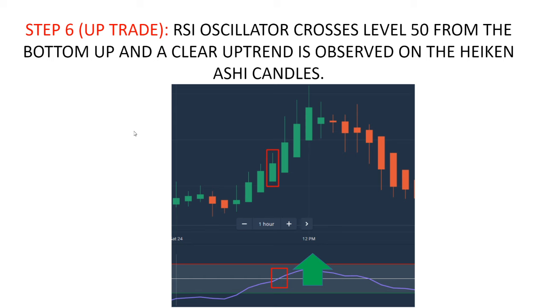So step 6, and we were already looking at an example. We can see that the RSI oscillator is crossing the level 50 from the bottom up. And we have a clear uptrend observed on the Heikin Ashi candles. And remember I mentioned that whenever we have a clear uptrend on the Heikin Ashi candles, we have big long-bodied green candles with the wicks only on the top. And when we see a small green body candle with a wick on the top and on the bottom, this gives us a forewarning that the trend is changing or may be changing.